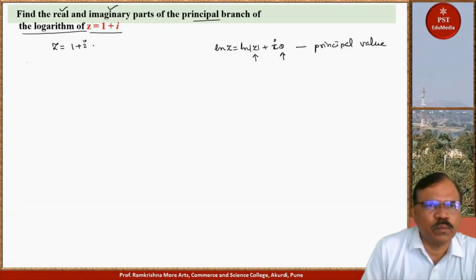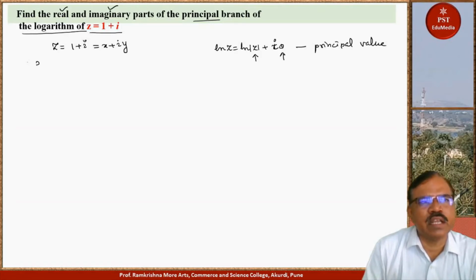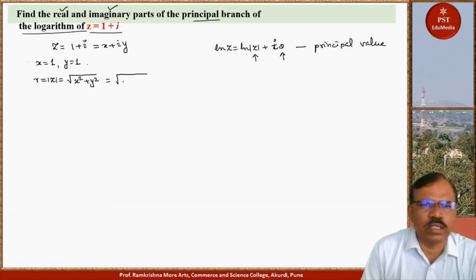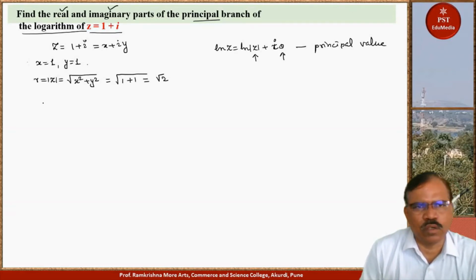So we can write this as x plus iy. What is x? x is equal to 1. y is equal to 1. So r, that is the modulus of z, is equal to the square root of x square plus y square. Now x is 1, y is 1, 1 square is 1, 1 square is 1. So we get 1 plus 1, that is square root 2. So we got the modulus of z. Now we have to find the argument of z.